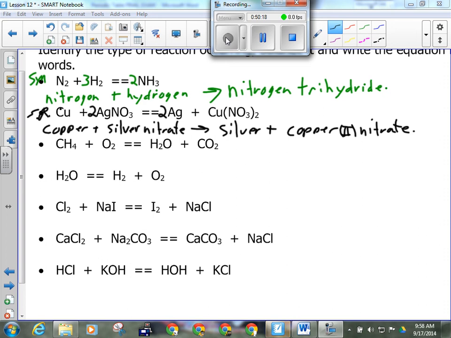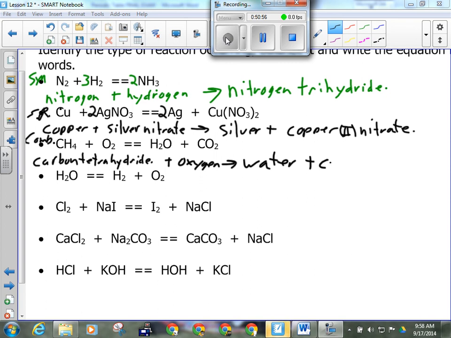For our next one here, we've got what kind of reaction going on? I've got a hydrocarbon and oxygen giving me water and carbon dioxide. Combustion reaction. So it's a combustion reaction. This is carbon tetrahydride. If you ever get one of these that's beyond the prefixes I've taught you, you can just write fuel, because that's what it is. Carbon tetrahydride, or methane, plus oxygen gives water and carbon dioxide.